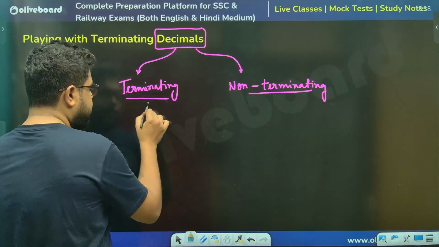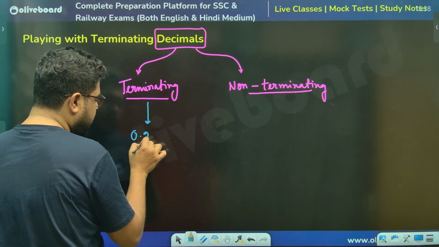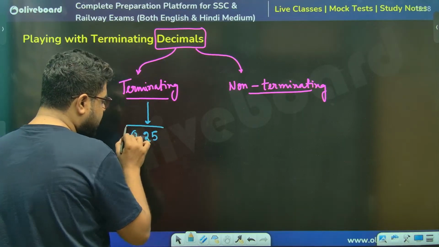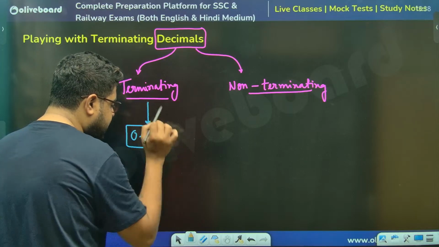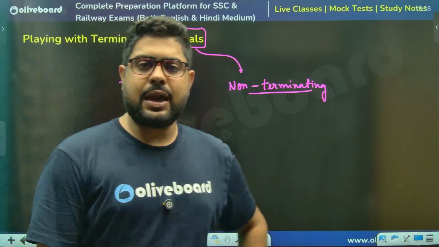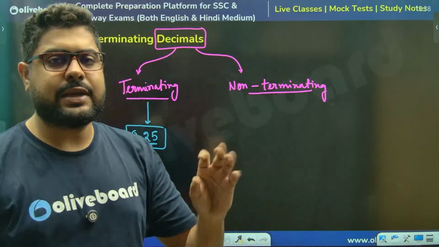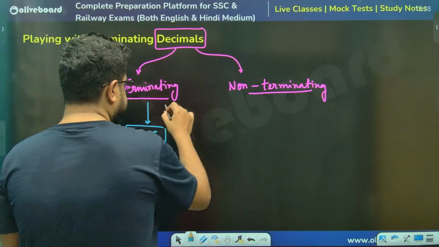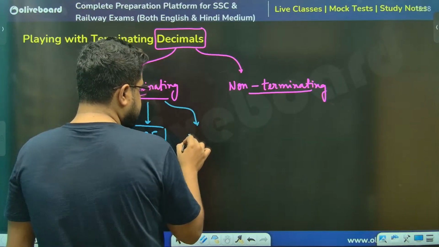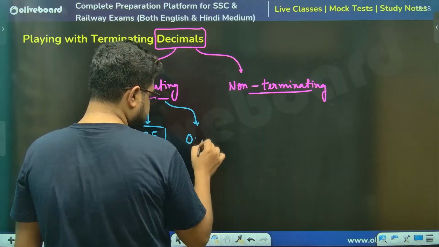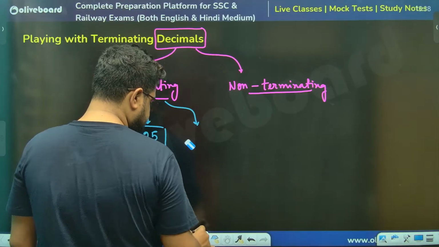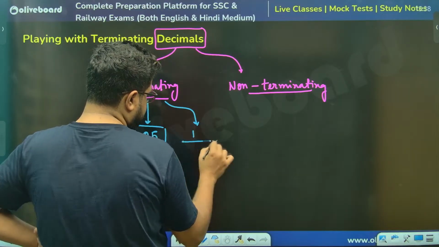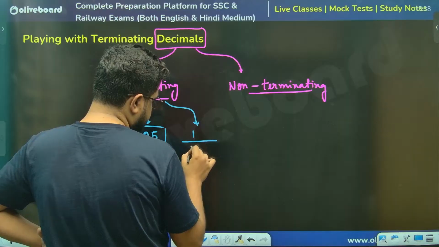Say, for example, 0.25. It means there are only two places after the decimal sign. Let me just check once, 1 by 512.